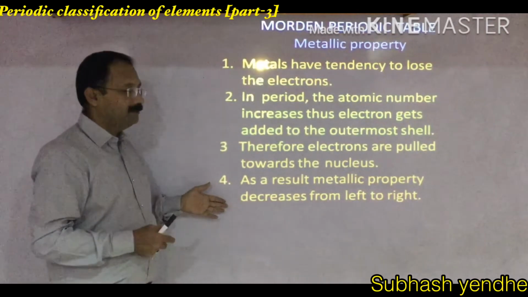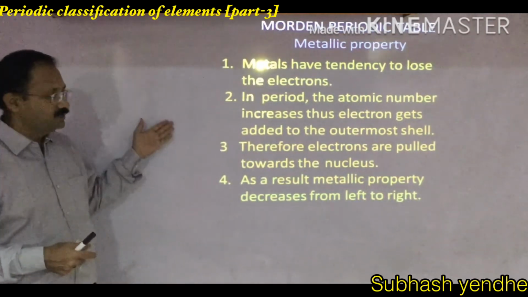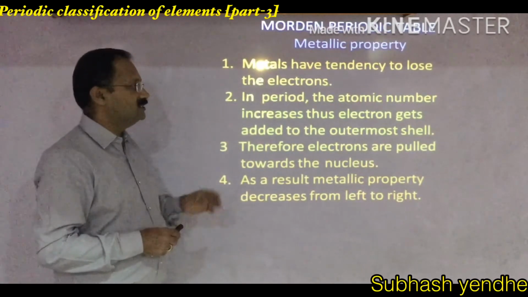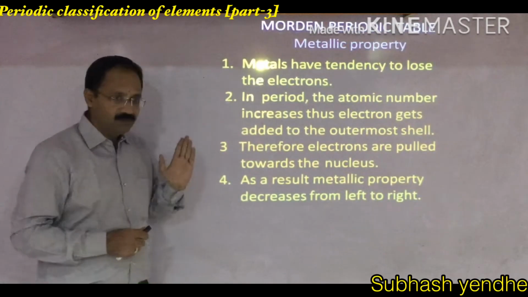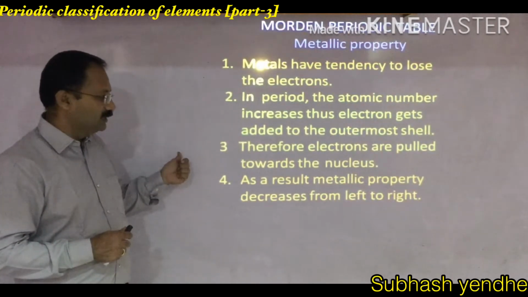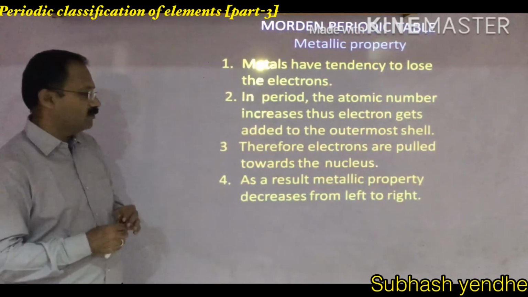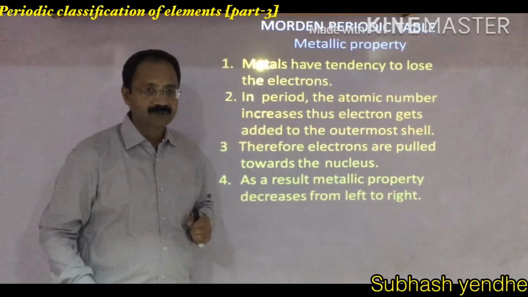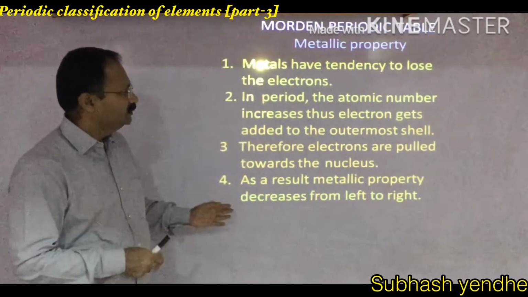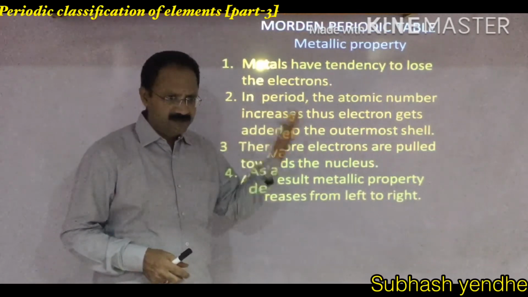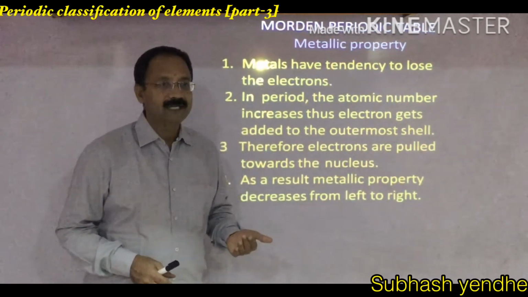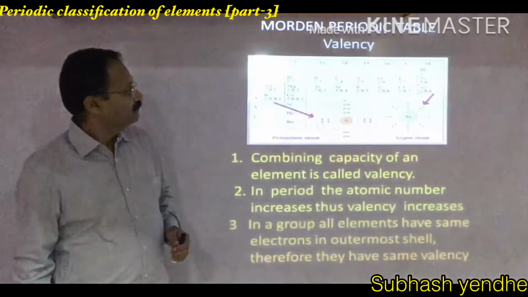So the points you have to remember: first, metals have a tendency to lose electrons. Second, in a period the atomic number increases, thus an electron gets added in the outermost shell. Third, therefore electrons are pulled toward the nucleus. As a result, metallic property decreases from left to right. Opposite to this, you can say that non-metallic property increases. If the metallic property decreases, it means non-metallic property increases.